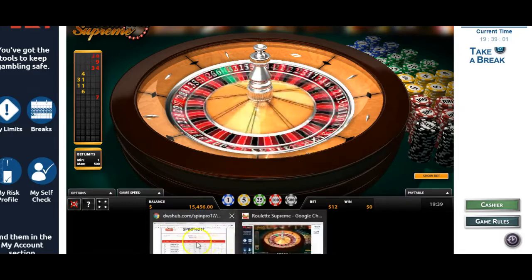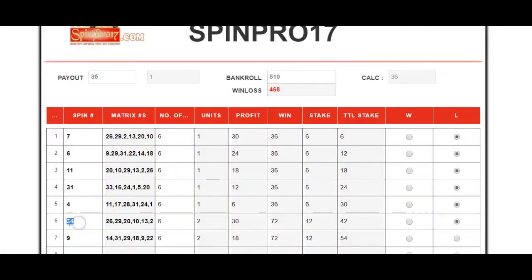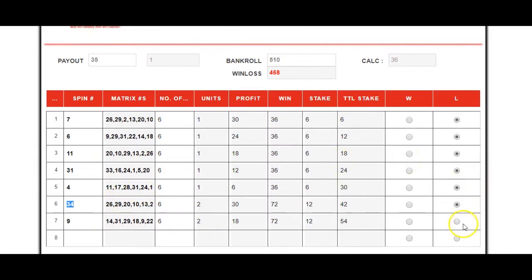Okay, 34 came down, didn't have that. You notice 34 was here. Okay, so we're going to put a loss here. Okay, our bankroll is not in bad shape. So this is why we tell you don't play with scared money. Don't go in there and play $200 as your bankroll, because you want to have the ammunition.